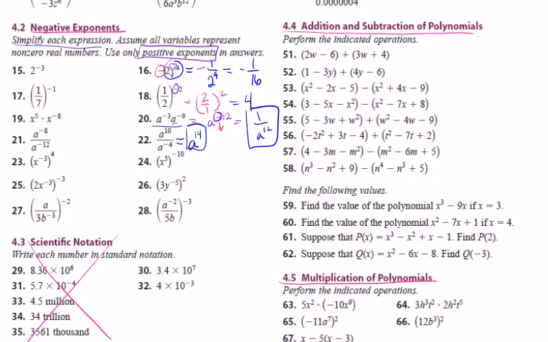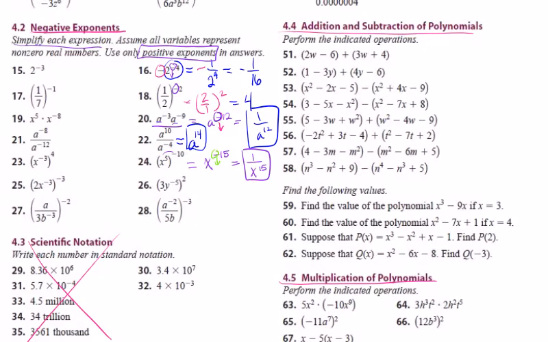Here I'm going to use the power rule and multiply these exponents. So I'm going to get x to the negative 15th. And in order to make that exponent positive, we'll drop it. And so it'll become 1 over x to the positive 15th. Okay. All right, 26.